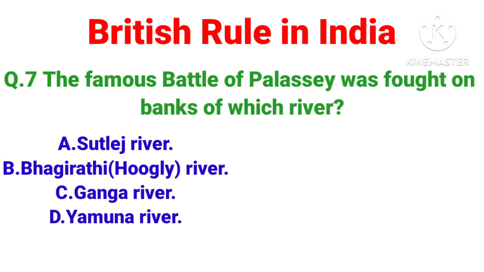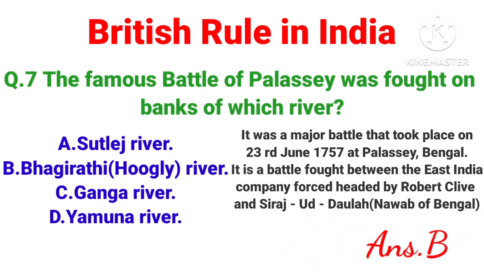Question number 7. The famous Battle of Polashi was fought on the banks of which river? Option A Sutlej River, option B Bhagirathi or Hooghly River, option C Ganga River, and option D Jamuna River. So the correct answer is option B Bhagirathi or Hooghly River. It was a major battle that took place on 23rd June 1757 at Polashi, Bengal. It was fought between the East India Company force headed by Robert Clive and Sirajuddaulah, Nawab of Bengal.